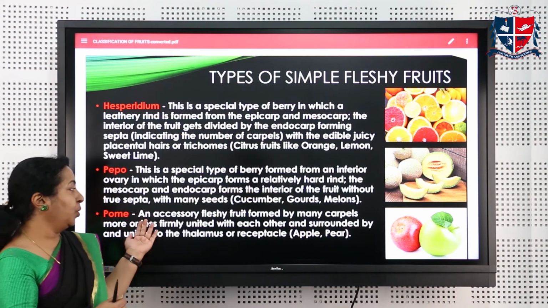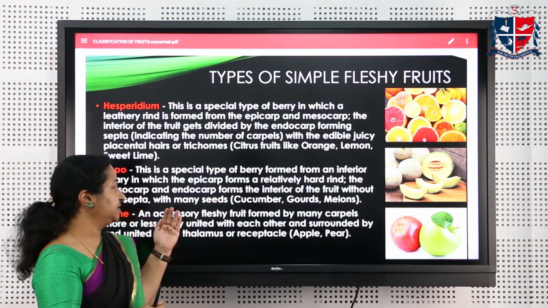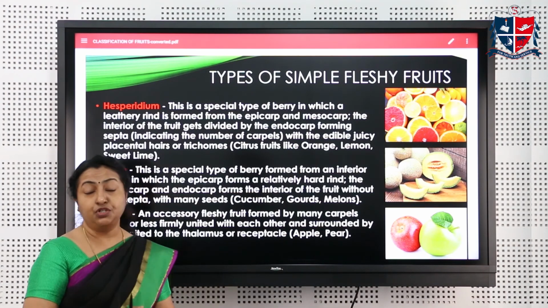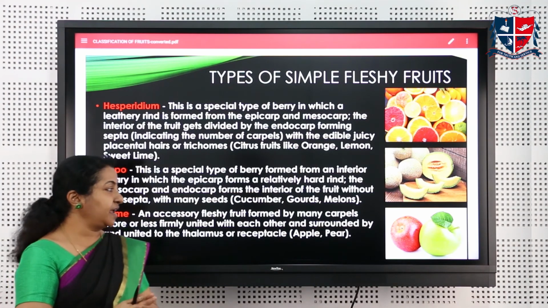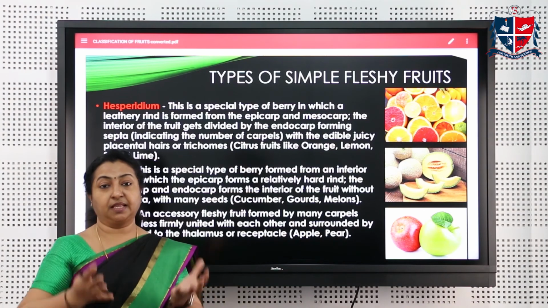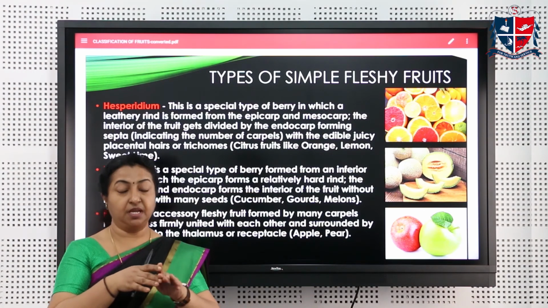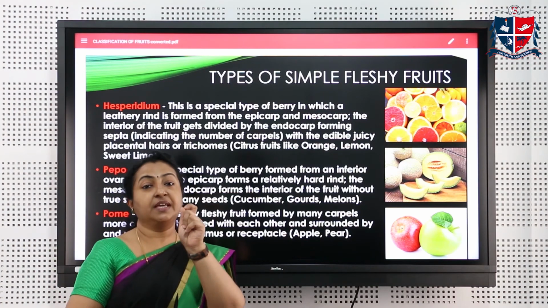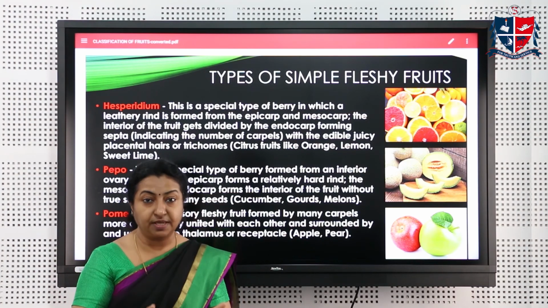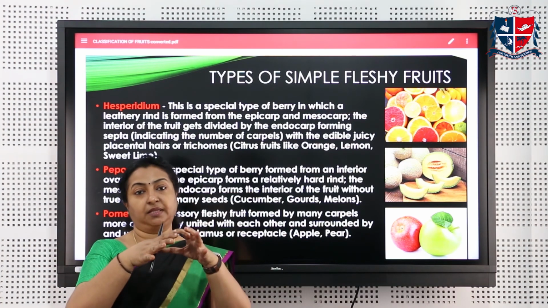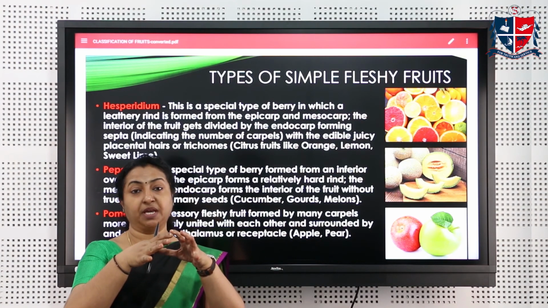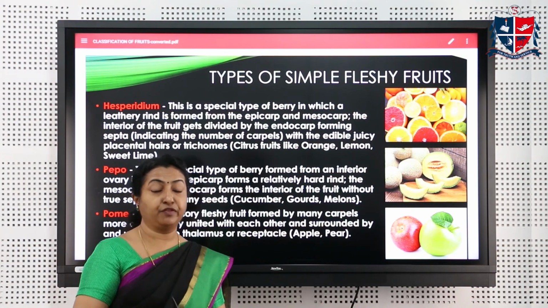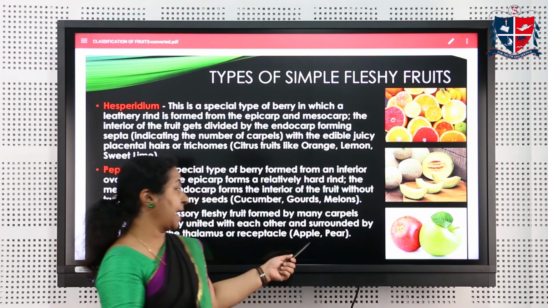Then you have the pome, which is an accessory fleshy fruit formed by many carpels that are joined to each other and then surrounded by the thalamus or the receptacle. In this case, the real ovary is the core of the apple, which is surrounded by the thalamus or the receptacle, which becomes fleshy.